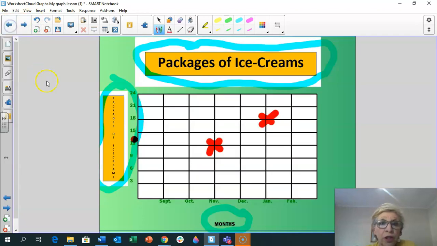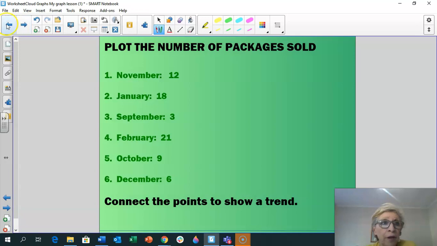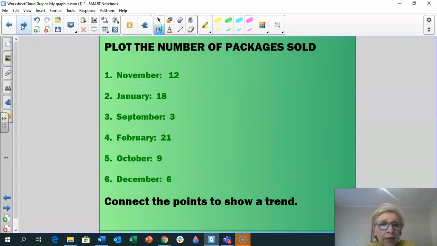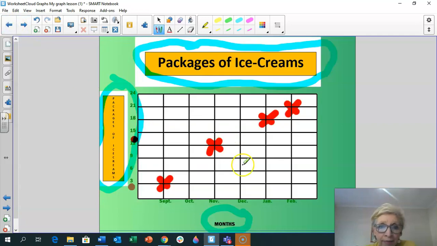September is only 3 packages. I wonder why that is. So September they only sold 3 packages, and February was 21. So 21 is up there. And notice that we're jumping in 3s. We're jumping in 3s as we go up here as we're counting our ice creams. And then October is 9. October is 9.